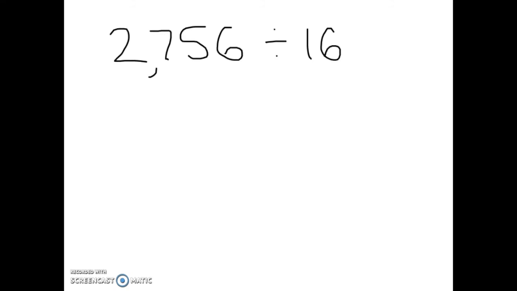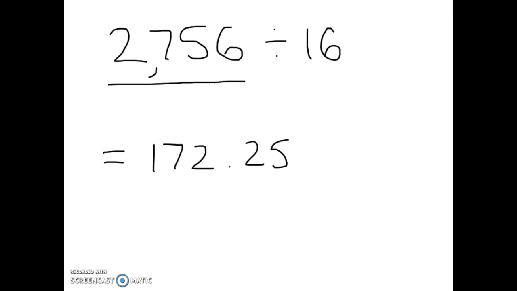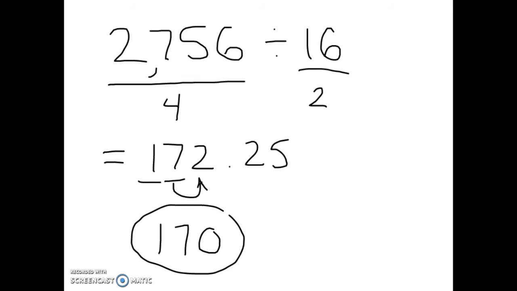Here is our last example problem. We have 2,756 divided by 16. That will give us an answer of 172.25. 2,756 has 4 significant digits. 16 has 2 significant digits. So now we know that our result will include 2 significant digits, the 1 and the 7. We take a look over to the next number, we see it's a 2. So we know that our final answer will not have to be rounded up, and it will be 170.